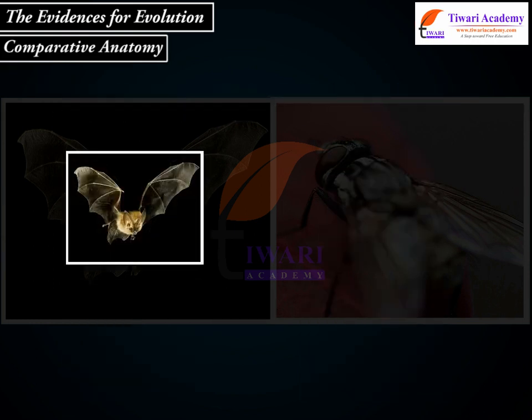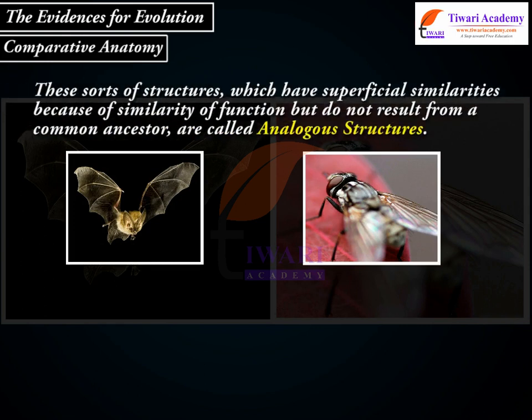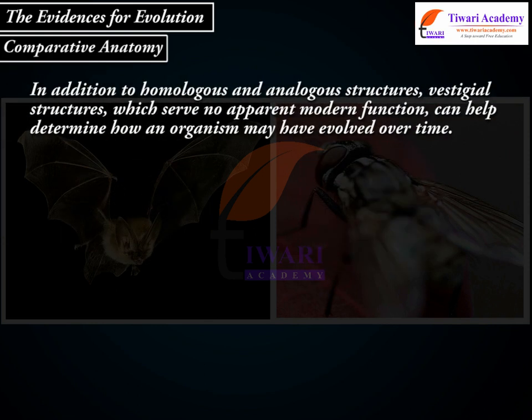In other words, bats and insects evolved their ability to fly along two very separate evolutionary paths. These sorts of structures, which have superficial similarities because of similarity of function, but do not result from a common ancestor, are called analogous structures. In addition to homologous and analogous structures, vestigial structures, which serve no apparent modern function, can help determine how an organism may have evolved over time.